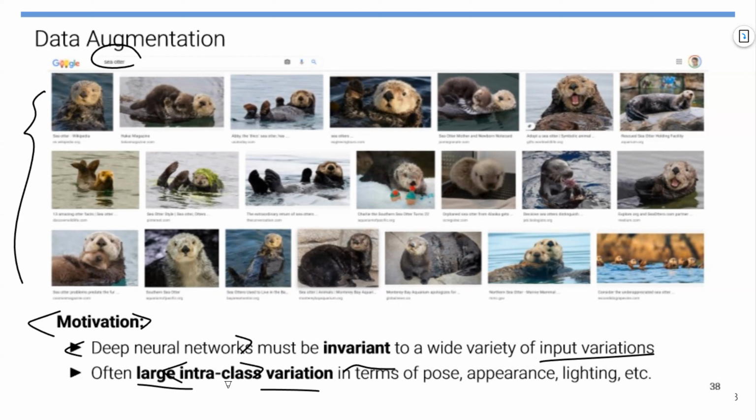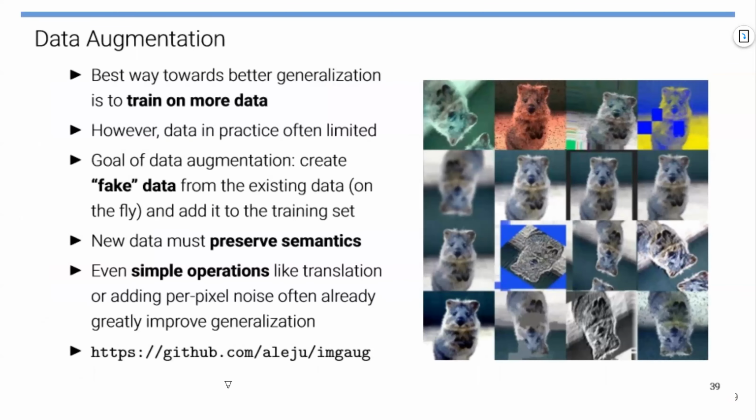And the thing is, we cannot collect all these data. And how can we resolve this issue? Here comes data augmentation. Data augmentation is one of the best ways towards better generalization. Actually, the best way towards better generalization is to train on more data. If we can collect more data, then that is the best scenario. However, data in practice is often limited. And what we do is create fake data from the existing data.